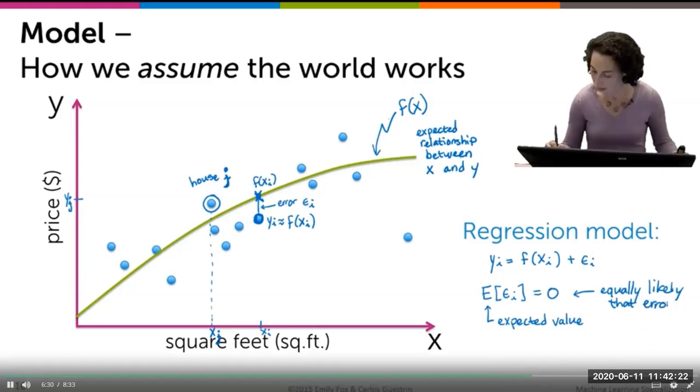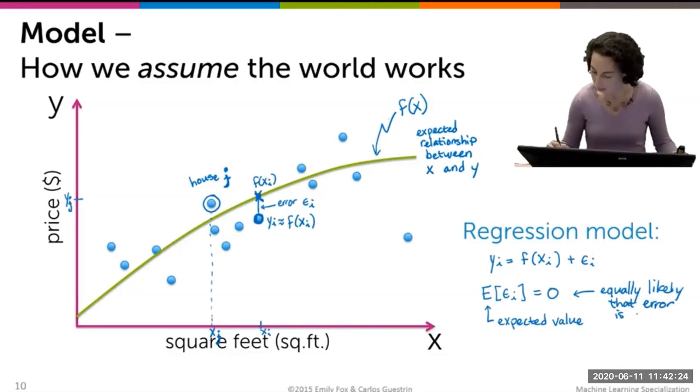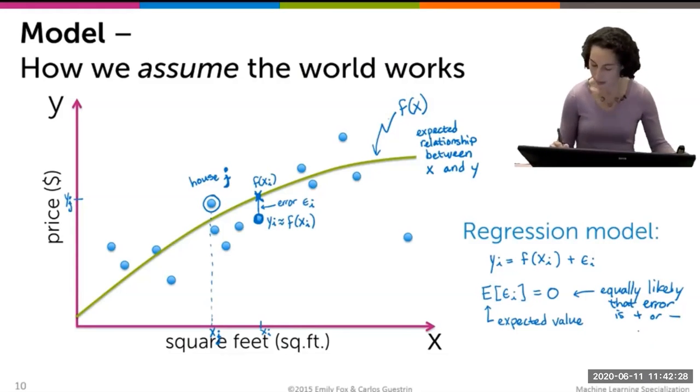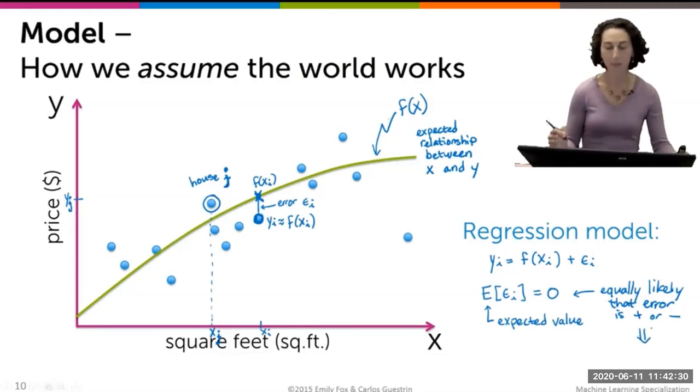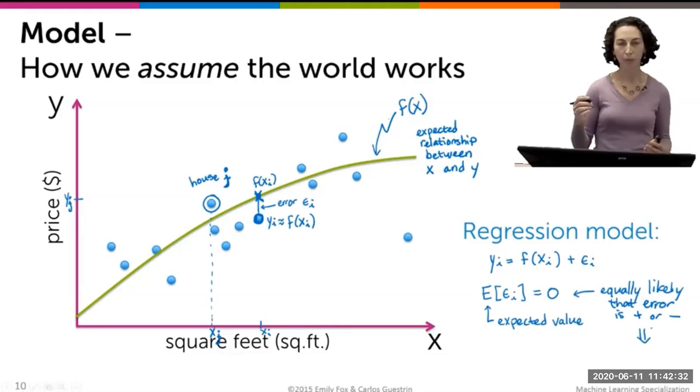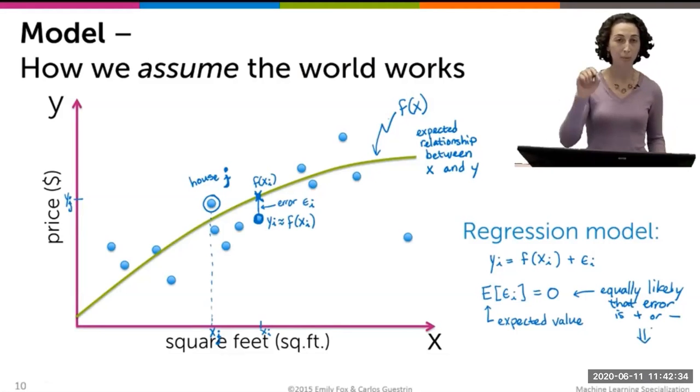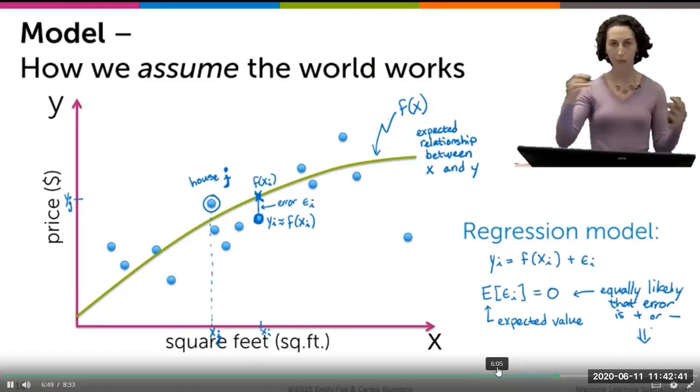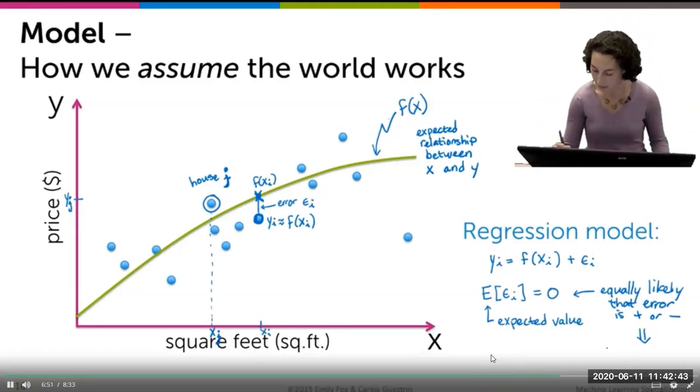So it's equally likely that our error is positive or negative. And what does this imply? This implies that it's equally likely that our observation, the specific observation that we get, is above or below this functional relationship defined by F.